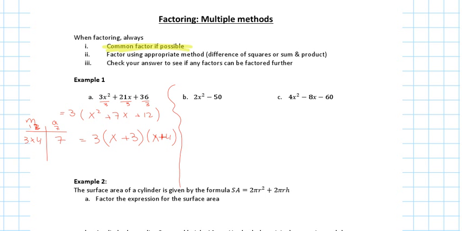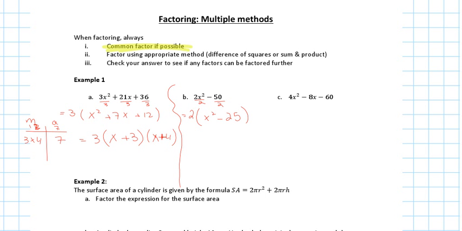How about for the next one? What's the first question you always have to ask yourself? Do I have a greatest common factor? Do you? What is it? 2. Excellent. So I'm going to take out a 2 and I'm going to divide each term by a 2. If I divide 2x squared divided by 2, what do I get? X squared. And then negative 50 divided by 2? Negative 25.